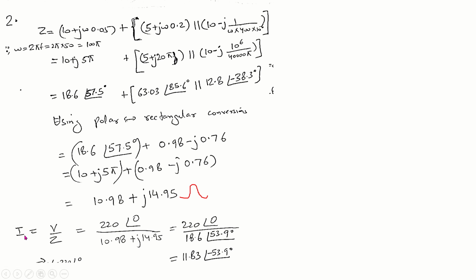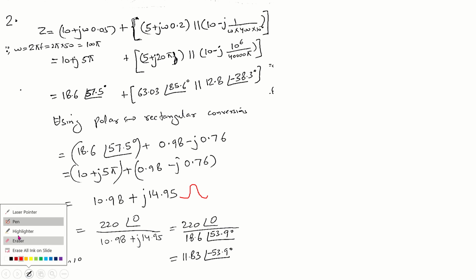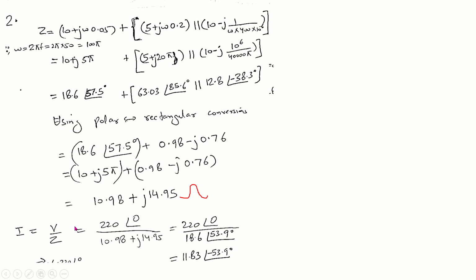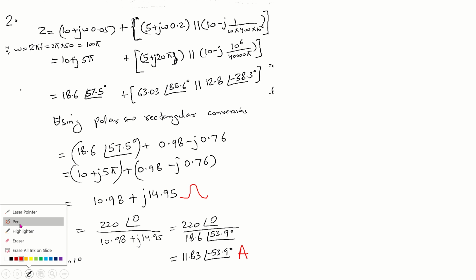To find the current that flows in the circuit, we simply divide the voltage supply, which is 220 angle 0, by the equivalent impedance that we just obtained. This gives us the current as 11.83 angle minus 53.9 degrees ampere in polar form. So this is the required current.